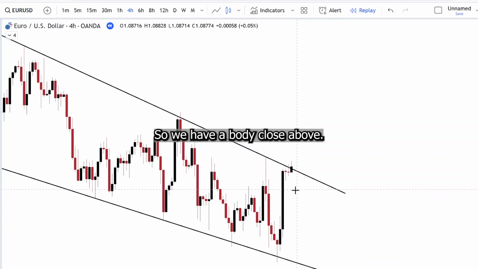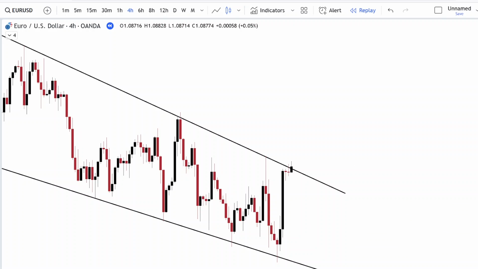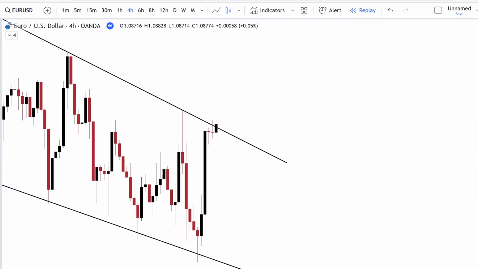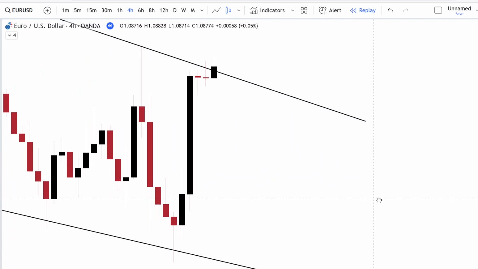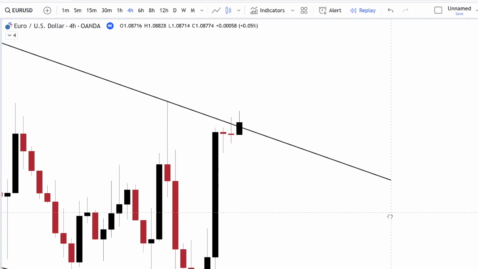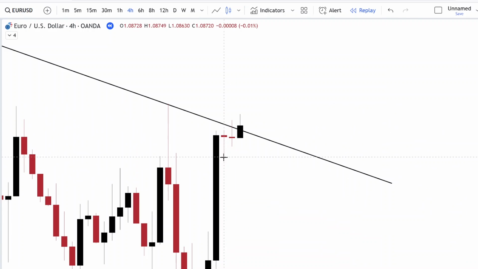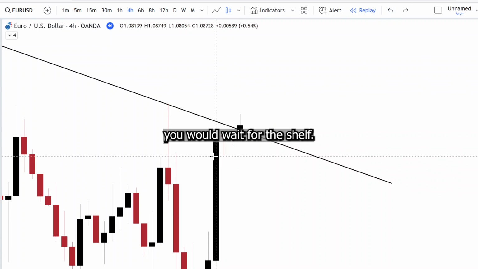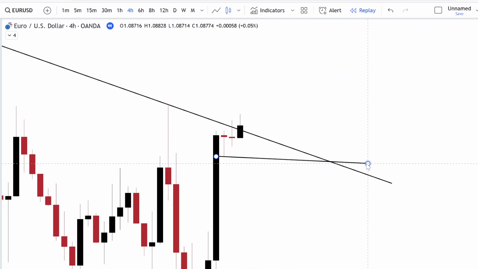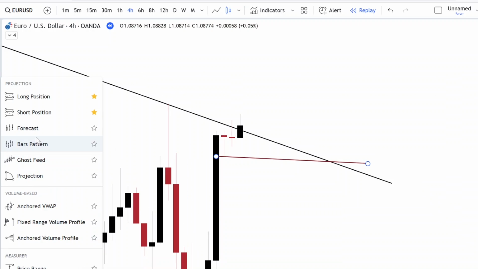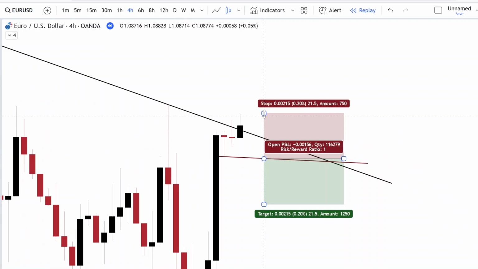So we have a body close above. So what are we waiting for now? So now that we have our body close, what are we waiting for? We are either waiting for price to close below. So let's say price closes below. And once price closes below, we can take a trade back to the extreme, or you would wait for this shelf. As you can see, you have a shelf right here. And once price gets below this shelf, you can take a short right here.